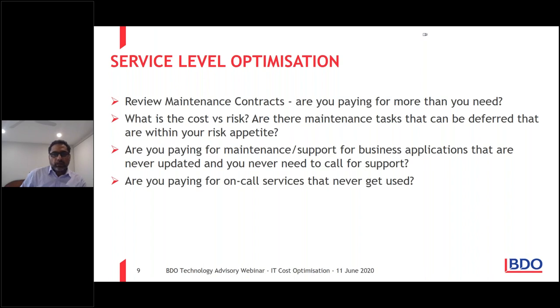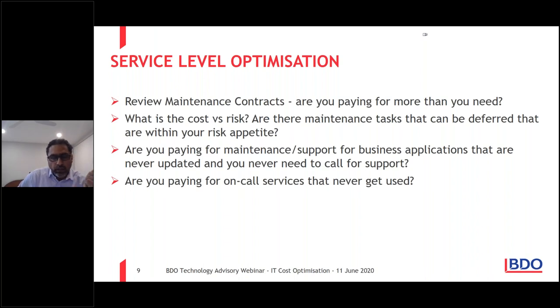So the first one comes across as a fairly regular topic, but there's always room for us to look at it differently. It's around reviewing the maintenance contract. Now, it's around asking the question, are you paying for more than what you need? An example could be, are you actually paying for a response time of 2 hours for a certain type of tickets, where if you made the response time 4 hours, it's actually not going to have much of an impact. So asking those types of questions, saying, what are the things that we can eliminate completely? There might be services built into that contract that we are not using. So is it possible for us to take them out?